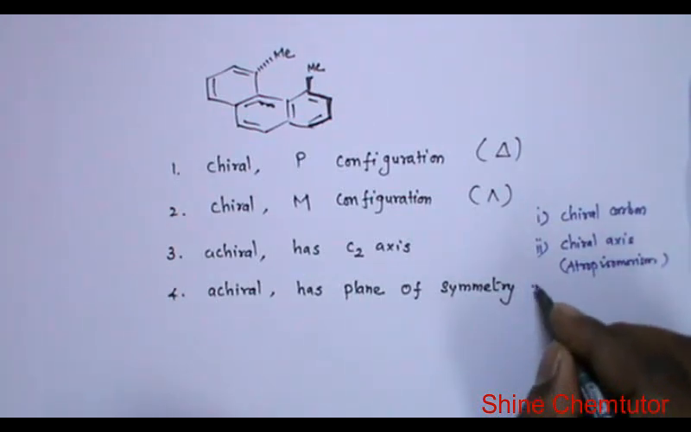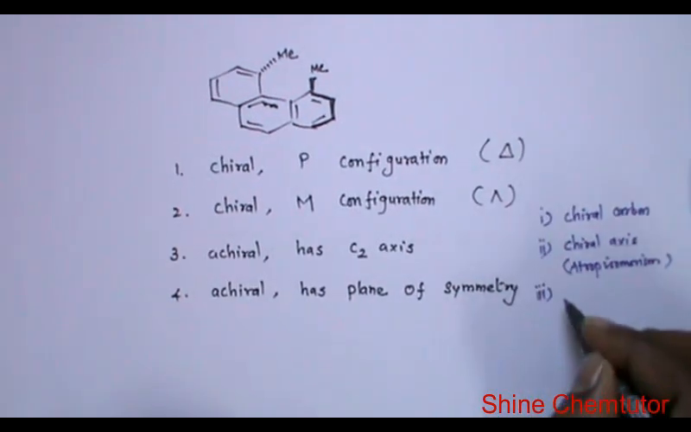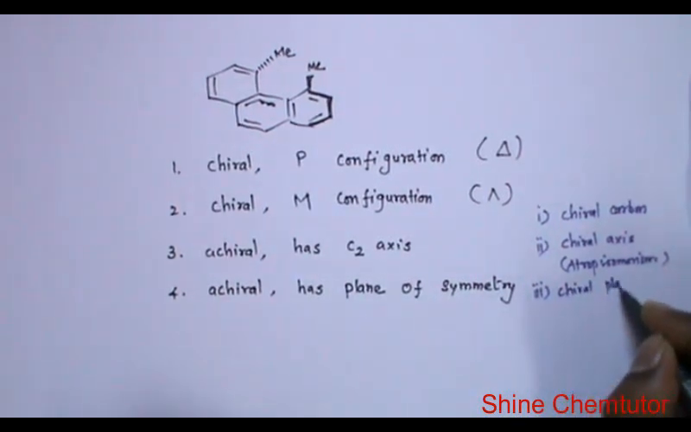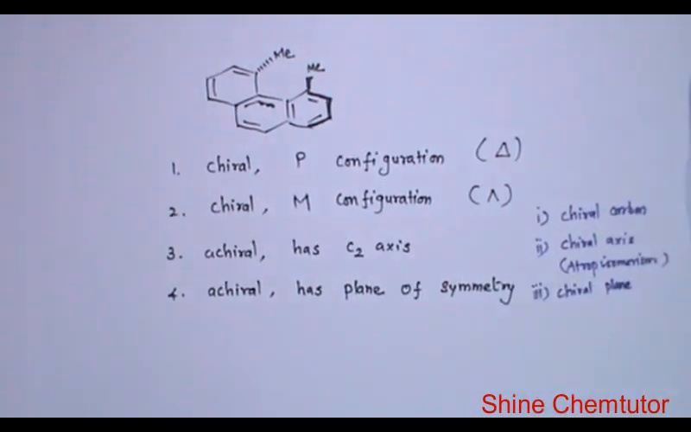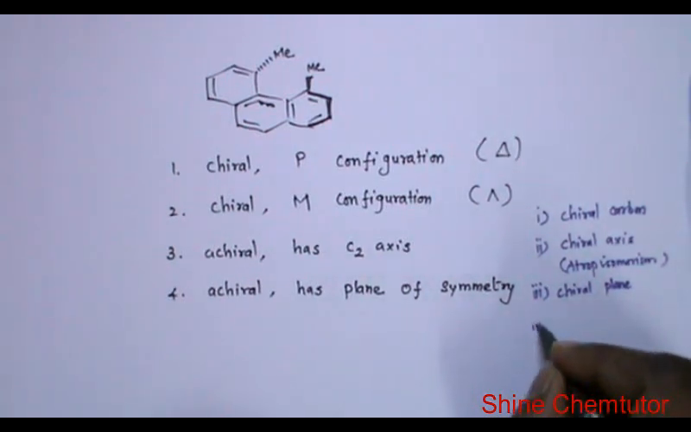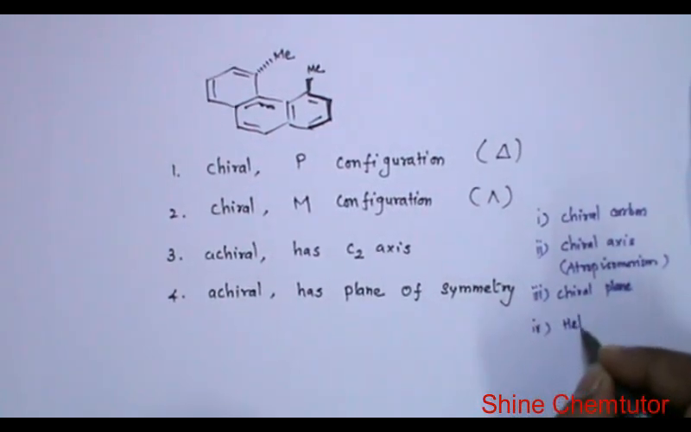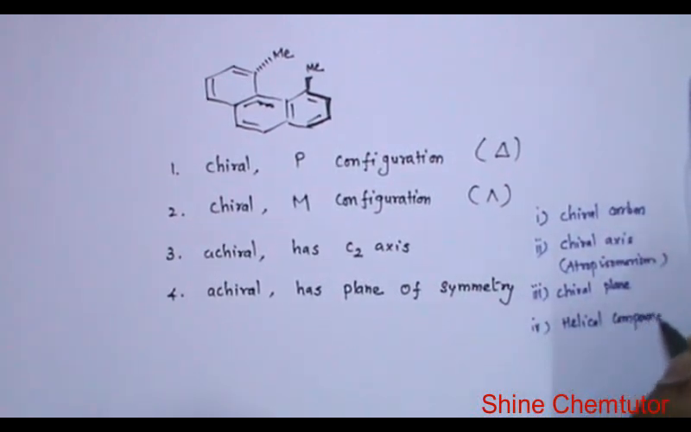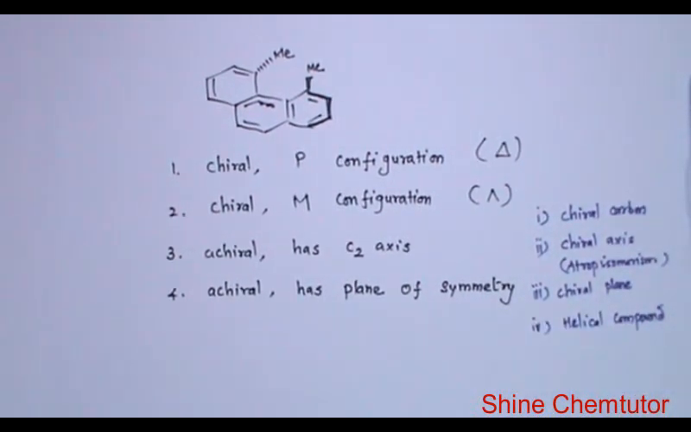The third one, it is chiral plane. In substituted cyclophanes, we can come across such optical activity. Last one, it is helical compound. So even in helical compound which has helical shape, we can get optical activity.